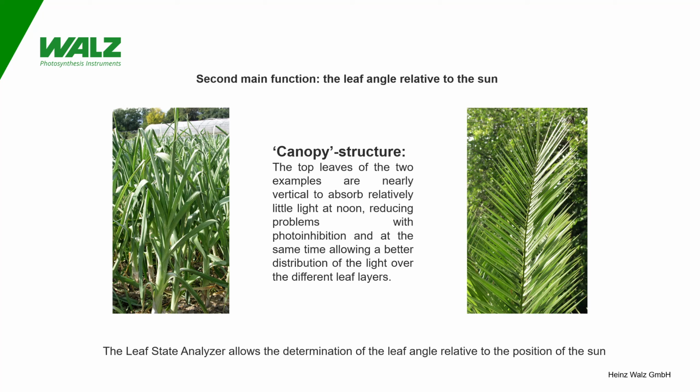In the slide, 2 examples I saw in the gardens of our neighbors when I was working in Lullier in Canton Geneva. On the left-hand side, some leek plants with the central leaves being almost vertical, and on the right-hand side a palm-like composite leaf that as a whole is quite vertically oriented. If the leaf state analyzer measures the leaf under its natural angle, then the instrument determines the angle of incidence of the sunlight on the leaf, taking into account the position of the sun and the orientation of the leaf.